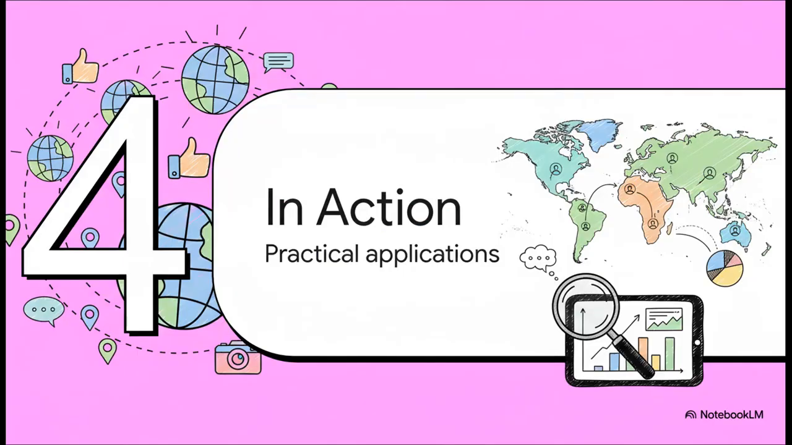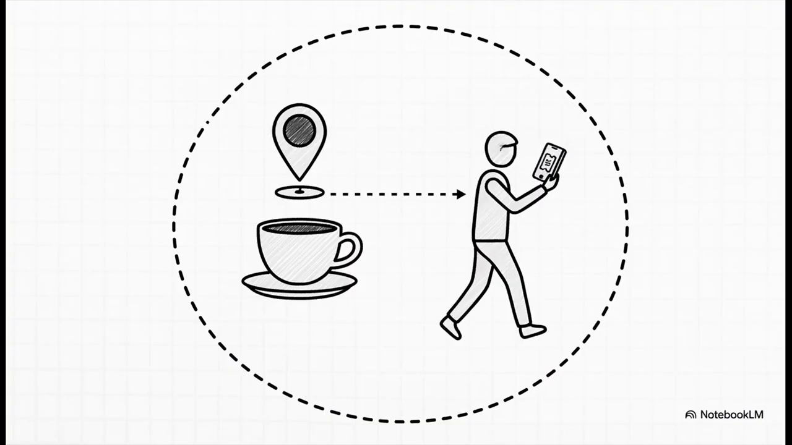All right, next section. Let's see this stuff in action. The theory is great, but what does this actually look like in the real world? Let's walk through a few practical applications. So, a classic example you've probably even experienced is location-based marketing. Sometimes it's called geofencing. Picture this.